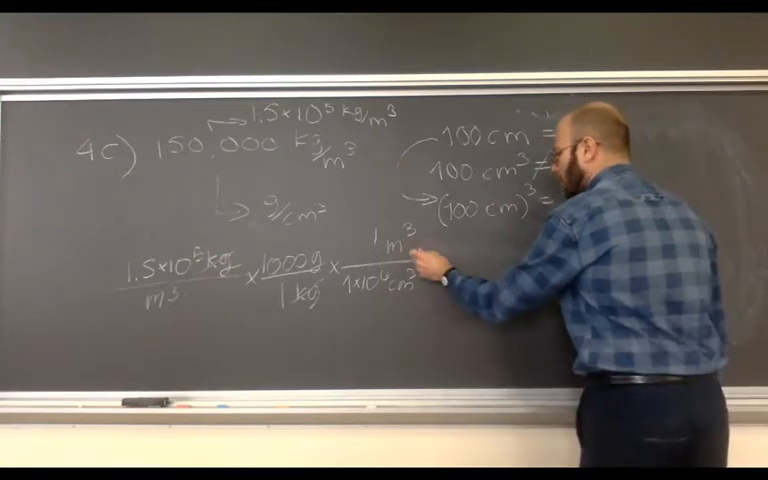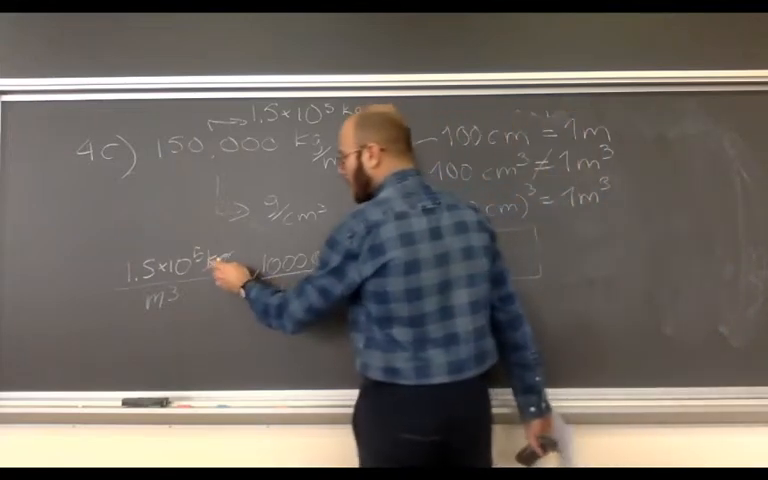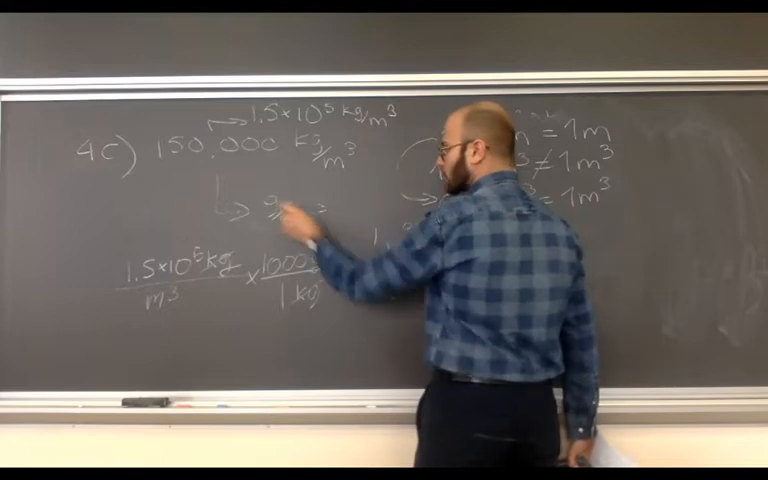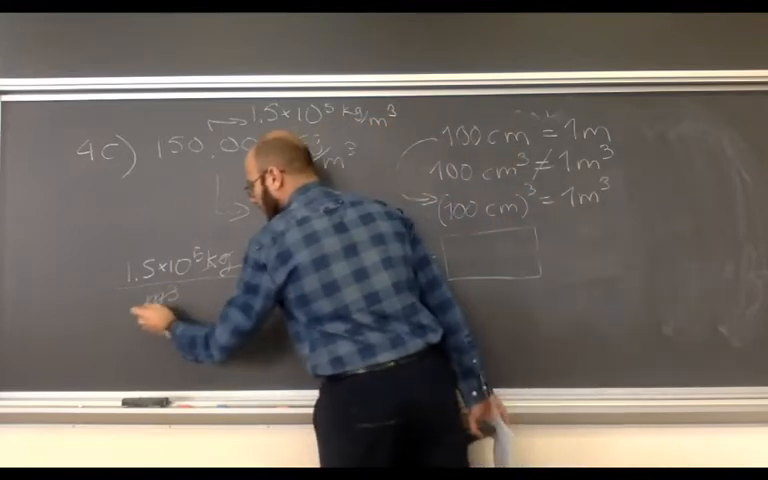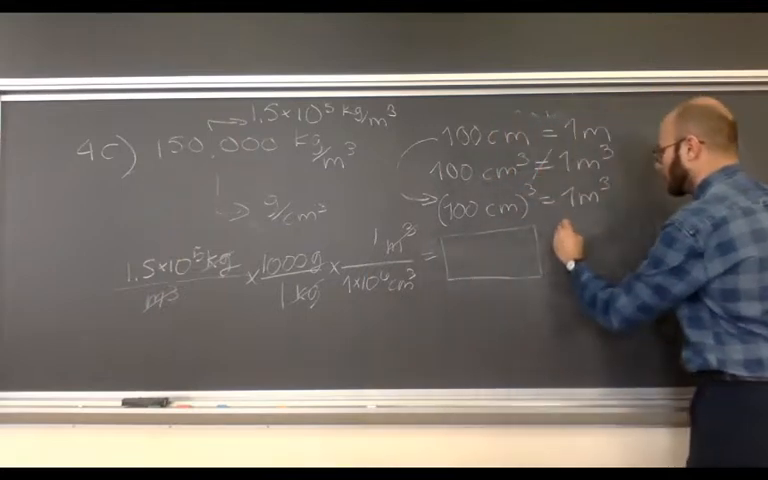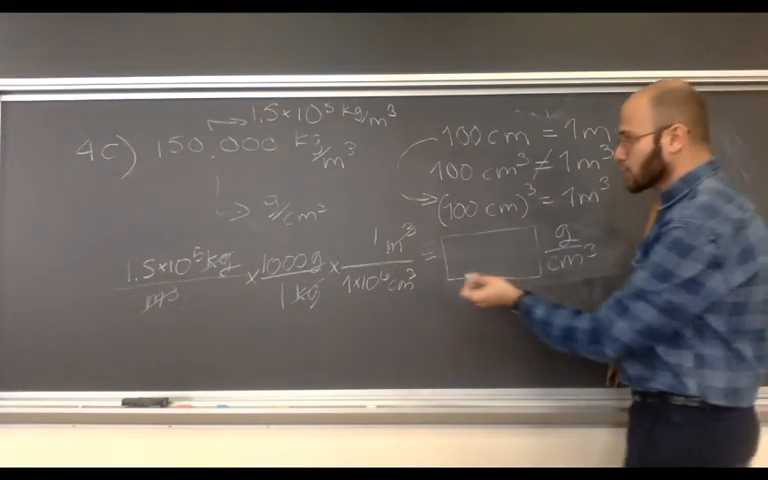So let's see, before we calculate our final answer, we have kilograms canceled out with kilograms. We have now in the version of grams that we want. We also have meters cubed canceled out with meters cubed, giving us the units we want. So happily we've done what has been asked. The hardest part now is just doing the math.